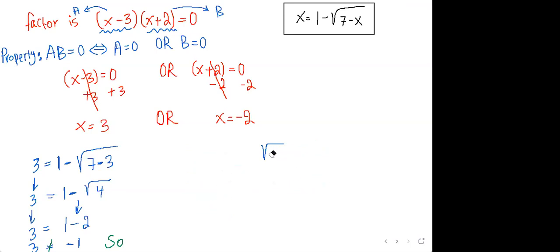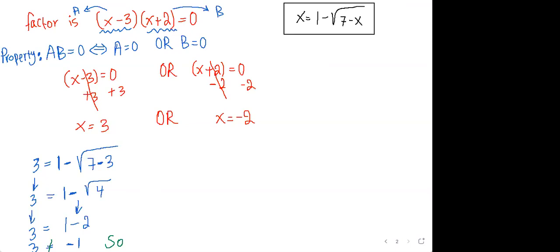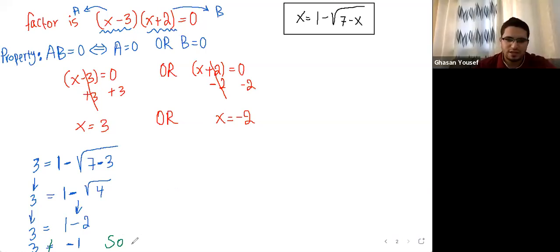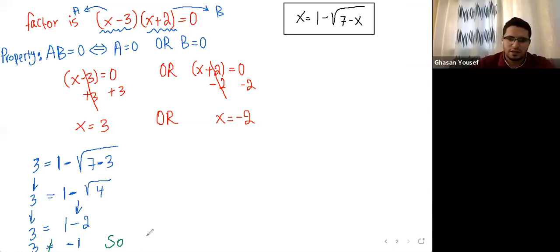Can we check the other one that we got? x equals -2. Yes, exactly. So here I can say x equal 3 is not a solution. After you get these two solutions, you have to check both of them in the end. Exactly. You have to check.